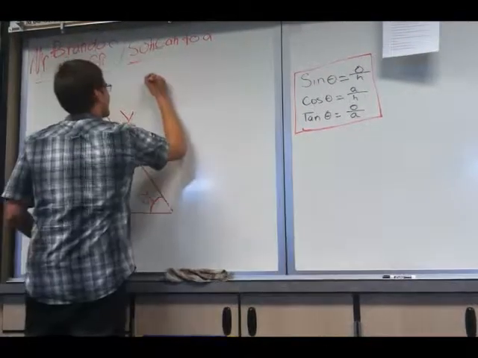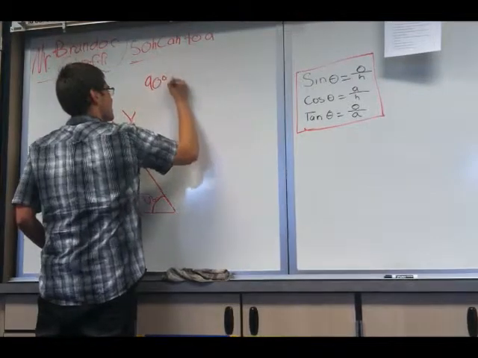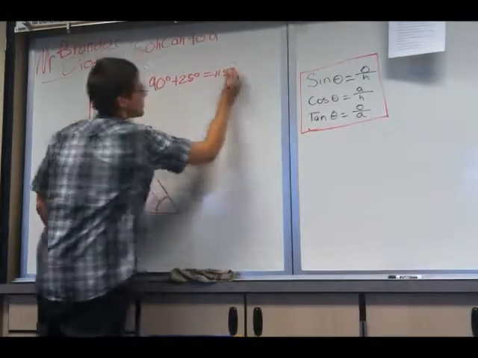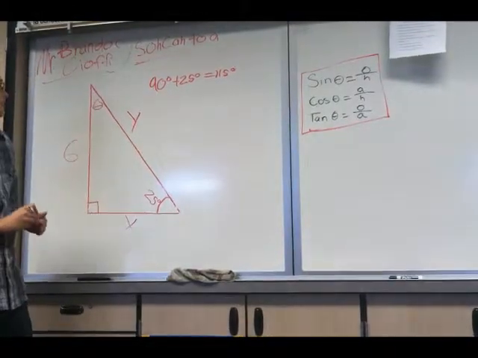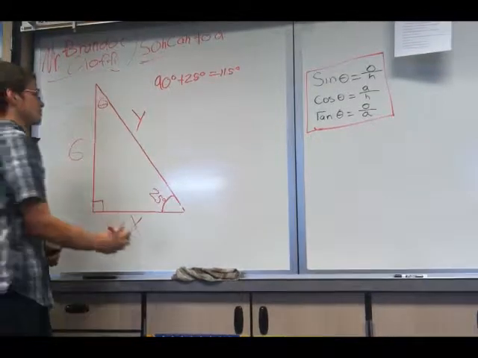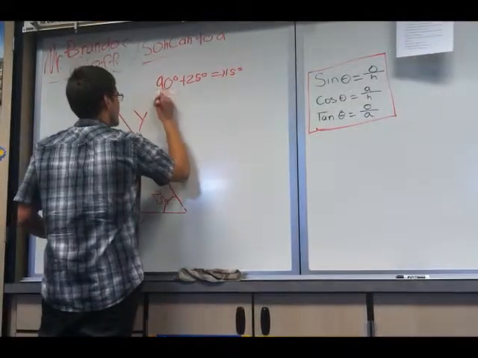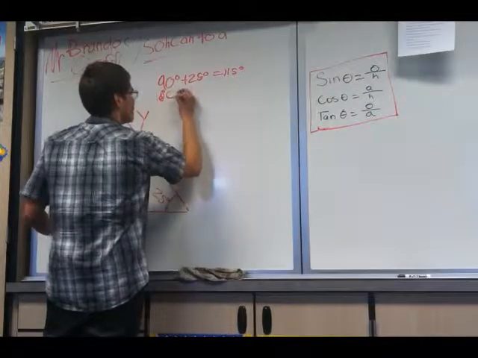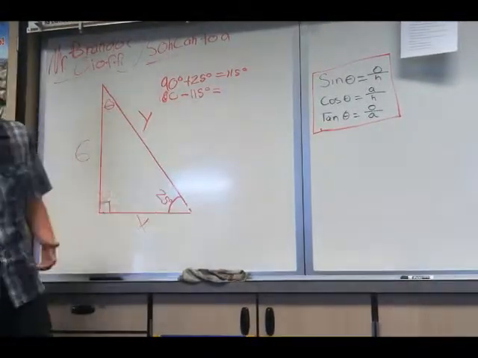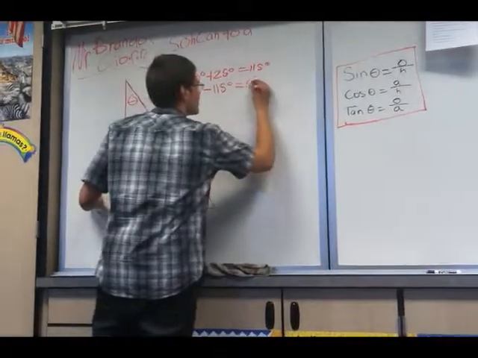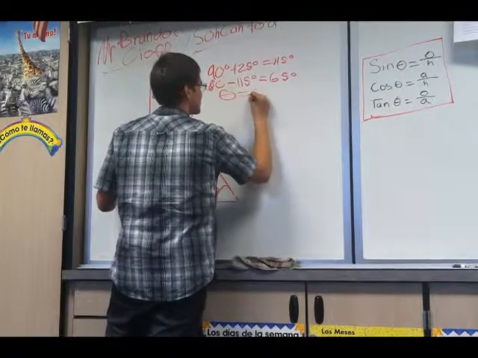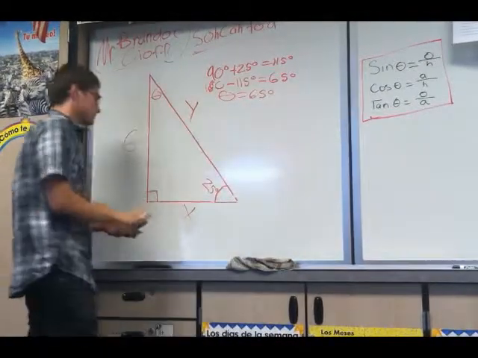So you start with 90 degrees plus 25 degrees, which equals 115 degrees. Alright? And then you know that in a triangle there's 180 degrees in total. So you take 180 minus 115 degrees, which equals what? 65. 65 degrees. So theta equals 65 degrees.